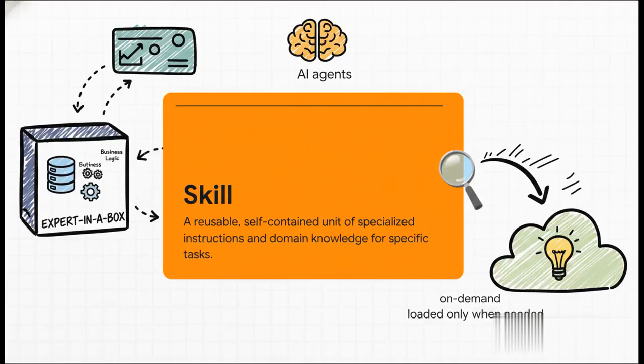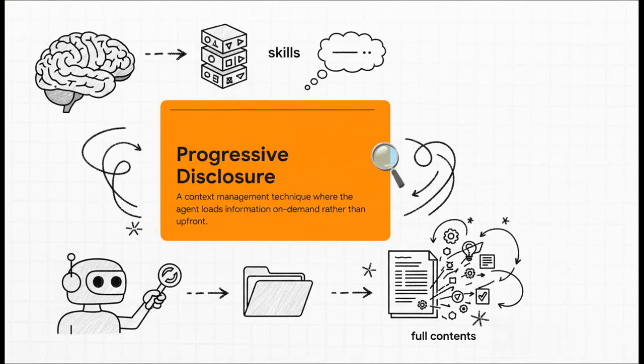Think of a skill as an expert in a box. It's this self-contained package of knowledge for one specific thing, like sales analytics or inventory management. It's got the database schemas, the business logic, all the instructions for just that task. And here's the key. It's loaded only when needed. And progressive disclosure? That's the secret sauce that makes this whole skills idea work so beautifully.